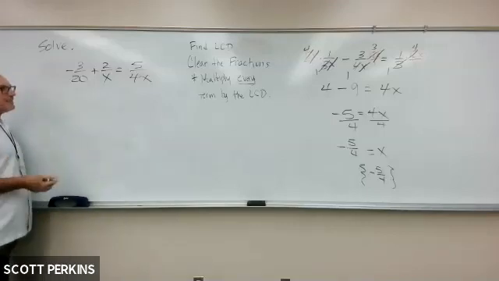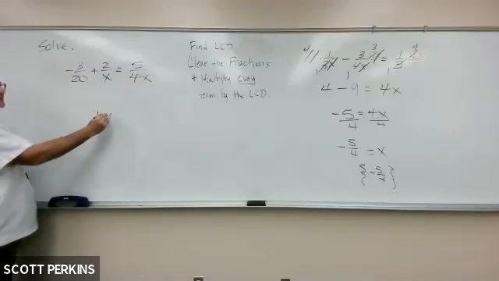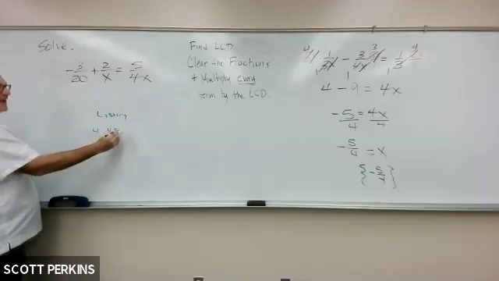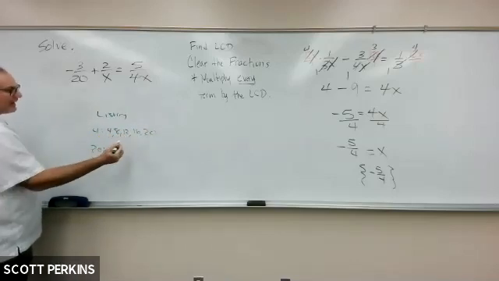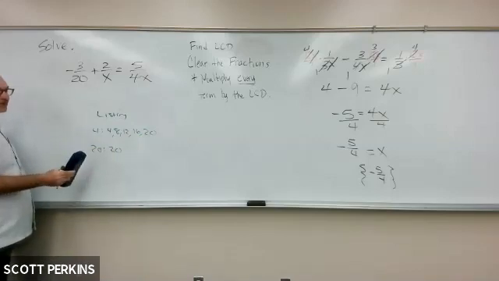Remember the listing method? If you struggle with that, you list the multiples out. 4 times 1 is 4, 4 times 2 is 8, 4 times 3 is 12, 4 times 4 is 16, 4 times 5 is 20, and that's the same thing as you'll have right here. That's how we know that the common denominator is 20.